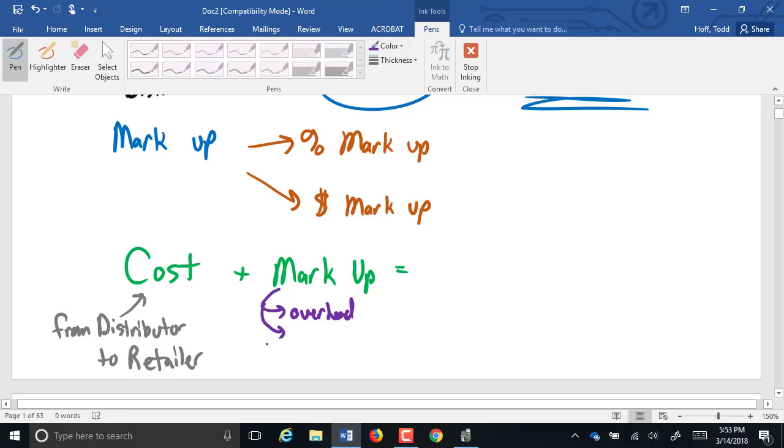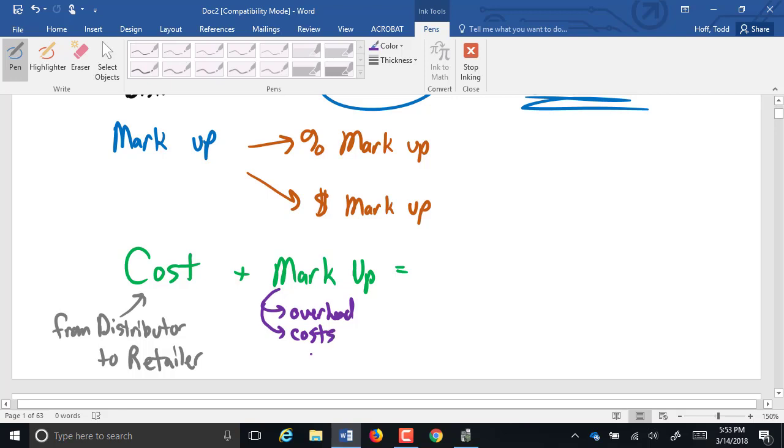What is overhead? Overhead is typically considered to be things that are going to have to be paid whether the company does any business or not, like rent, electricity, heat. Those are the things that are going to be paid whether they sell anything or not. They have those expenses.